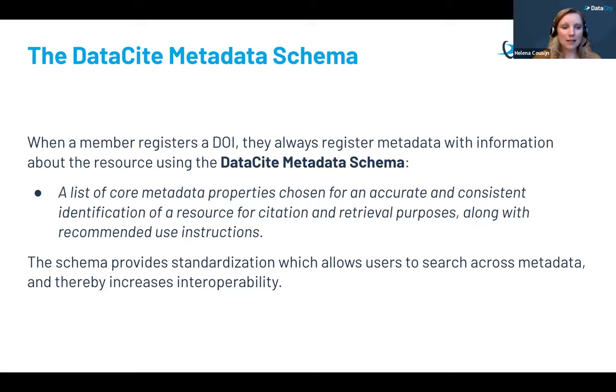And so the schema is a list of core metadata properties that were chosen for accurate and consistent identification of a resource for citation and retrieval purposes, along with recommended use instructions. And well, you'll hear a lot more about what that actually looks like. But the reason we have a schema is that it provides standardization, which allows users to search across metadata and thereby increases interoperability. If everyone would just describe the output in whichever way they felt was appropriate, it would be really hard to aggregate or search for something. And that's why we try to standardize through the schema.